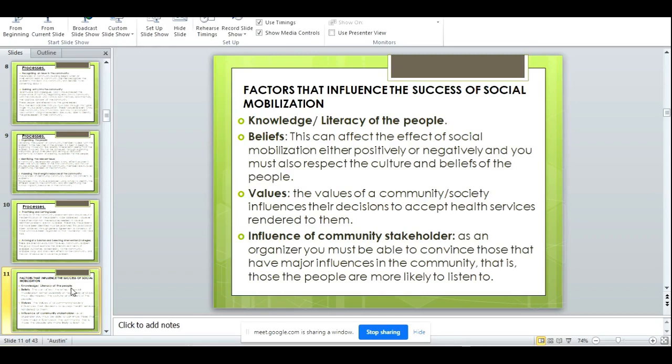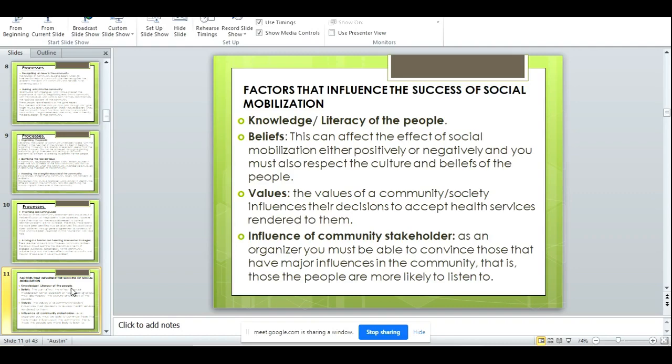For example, if you go into a community where you're trying to advocate that they should stop the circumcision of ladies, of females, and the community believes in female circumcision, it will be very hard to mobilize them because of their beliefs. It will not be impossible, but mobilizing them may be hard because of the belief. That's just an example.